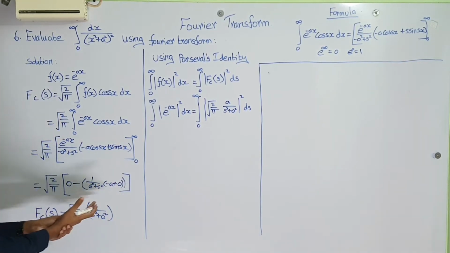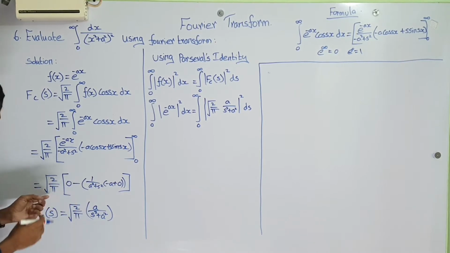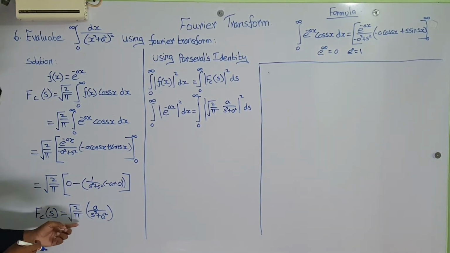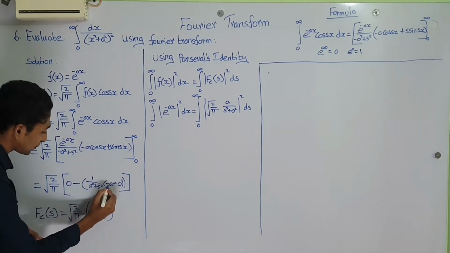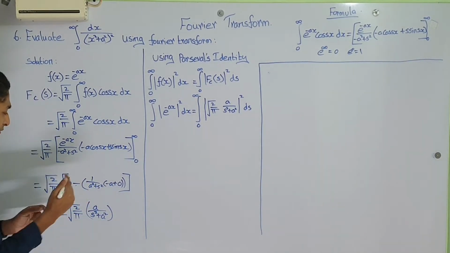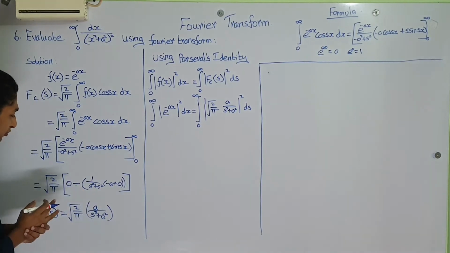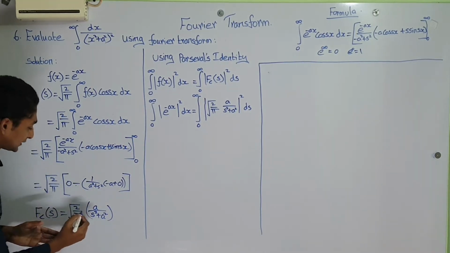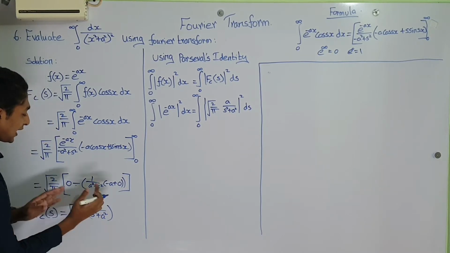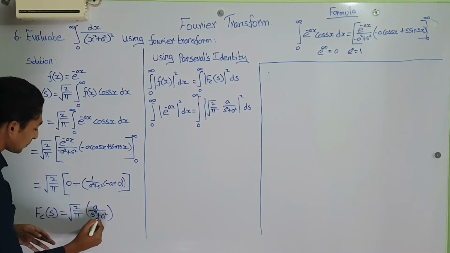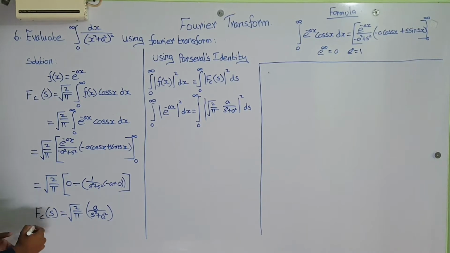Now what do we have left? Root of 2 divided by pi, which we have written, and here we have a minus and here also a minus. So they become plus. Therefore we put plus a, so a divided by s square plus a square. I have written the s in front, and in the second term I have written x square plus a square. So this is the value of the Fourier cosine transform.